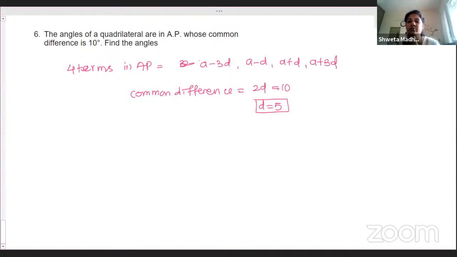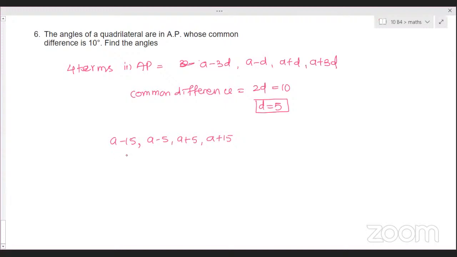So therefore I told you mark that question. So it is a minus 15, a minus 5, a plus 5, a plus 15. So these are the 4 angles, and these are angles of a quadrilateral. Total sum is 360. Sum of them is 360.